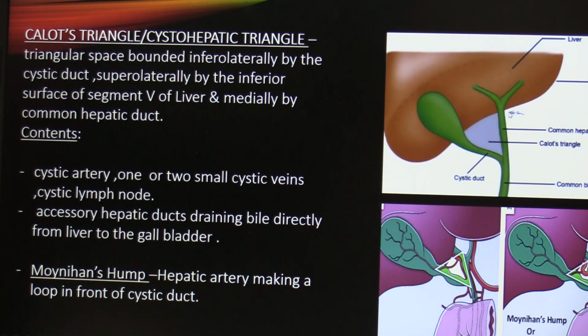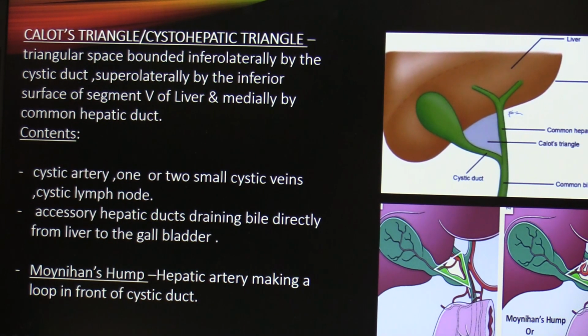Another important triangle in relation to it is Calot's triangle, or the other name is cystohepatic triangle. It is a triangular space which is bounded inferolaterally by the cystic duct, superolaterally by the liver and medially by the common hepatic duct. You can very well appreciate in this diagram the boundary formed by the cystic duct, by the inferior surface of liver and medially by the common hepatic duct.